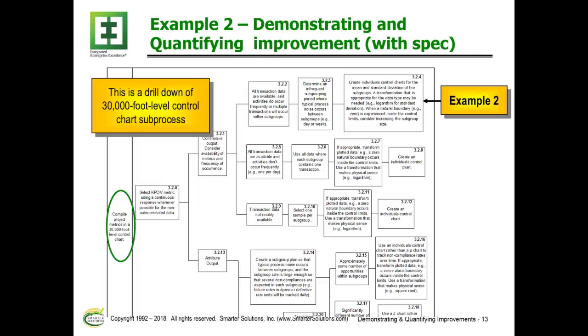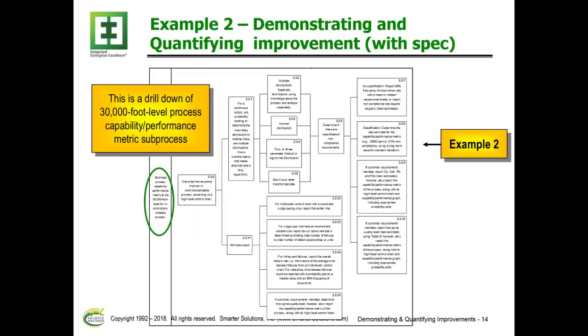Let's look at example 2. So now we're going to have a subgrouping situation. We're going to have the mean and standard deviation. And then in this particular case, we determine the best estimate when we have a specification.